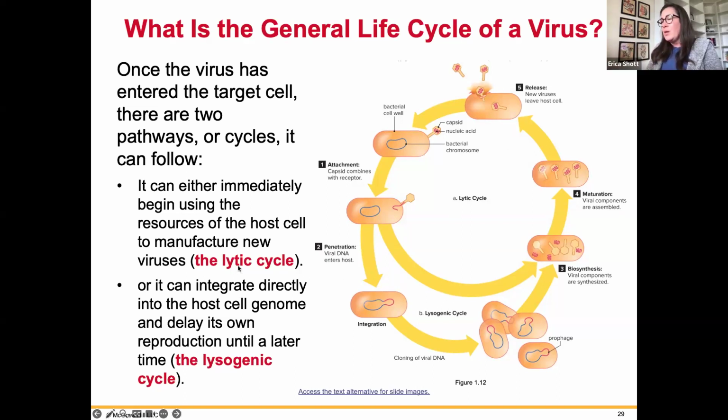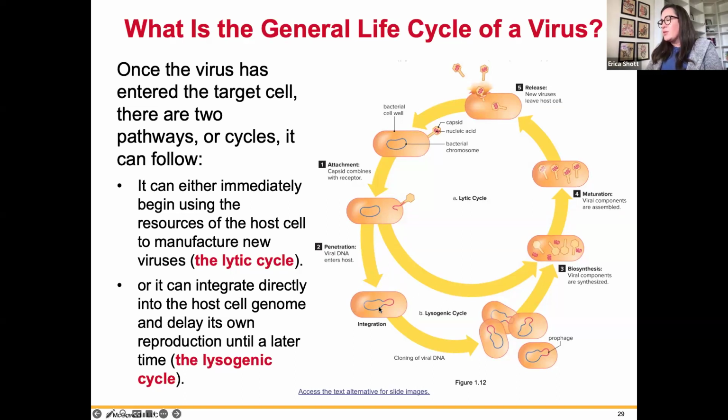The other thing it can do is integrate directly into the host genome and delay its own reproduction until a later date. We call this the lysogenic cycle. So it comes, it infects the cell, it inserts its DNA, and then that is incorporated into the host cell DNA. So this is a bacteria, and this specific type of virus here is a bacteriophage, and it's inserting its virus DNA into the host genome.